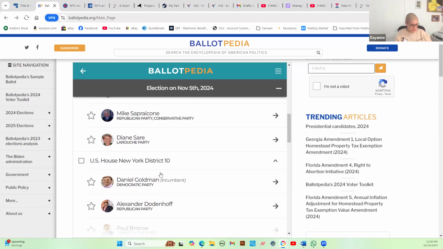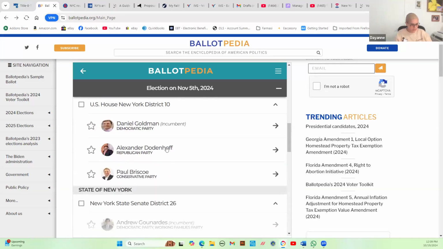Who is Alexander Dodenhoff? I cannot find anything on this man, literally on public record. I can't find much on him. So if you can't find much on somebody, I don't care what party they're on, don't vote for them. You don't know much about them unless they can come forward and give an explanation as to who they are, what they've done, what they plan to do, what their agenda is. Why would you vote blindly?